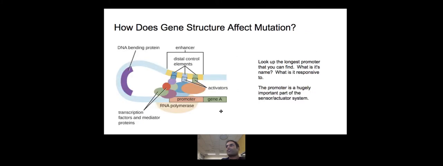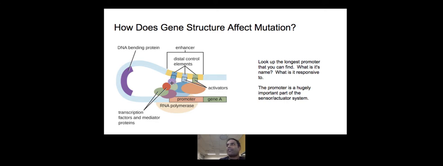So what we're looking at is this kind of structure here. This is your DNA. This is your RNA polymerase. These are several of the proteins that you saw, and these are what are called distal control elements. So these are pieces of DNA that are far upstream, thousands and thousands of bases away from this promoter, and they're still going to help to determine when this gene A is made.